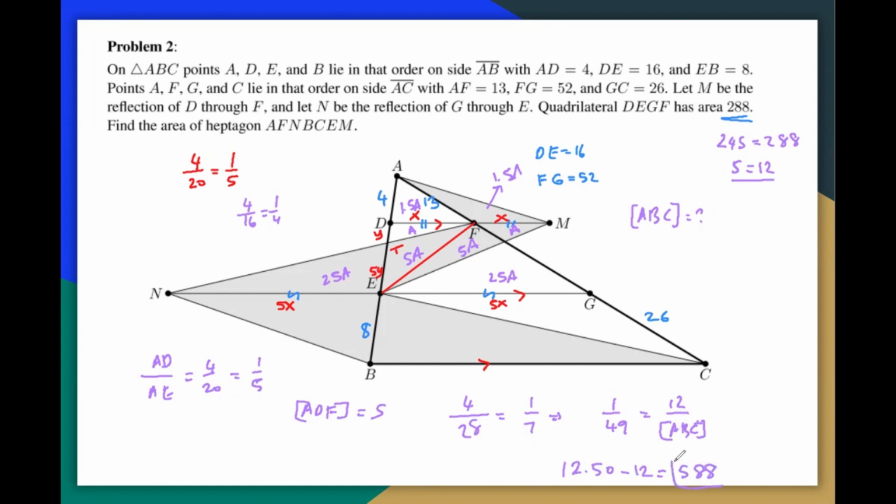So that is our answer. There are some other ways, but I think using the area ratio with the base relation, and then maybe including similarity, was the way to go. Anyway, that was number 2.